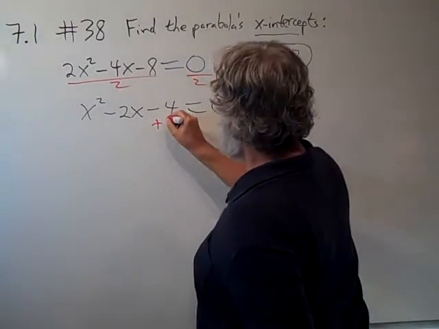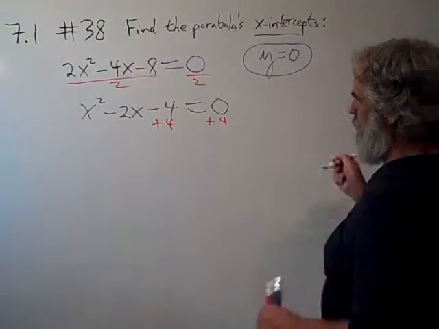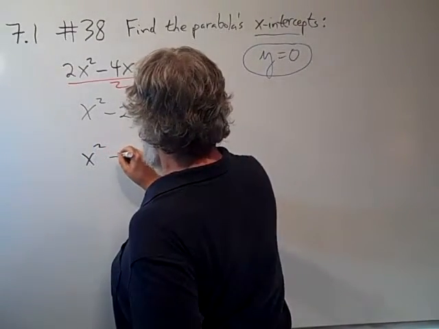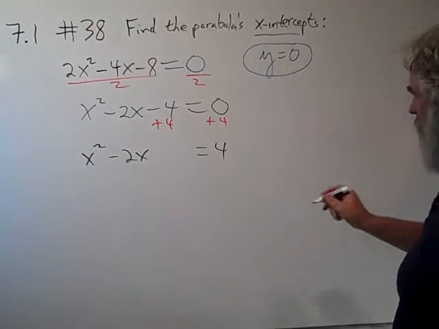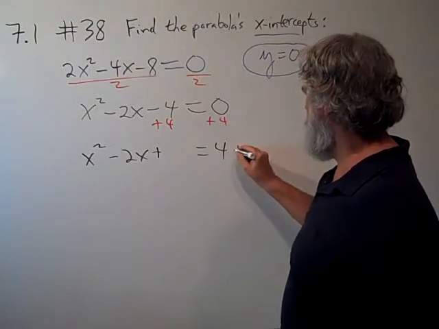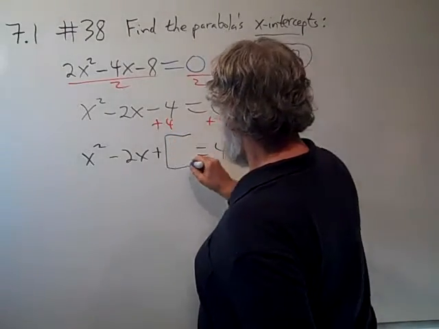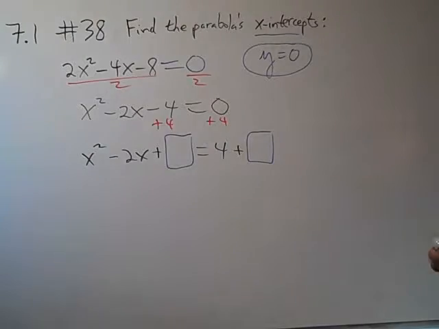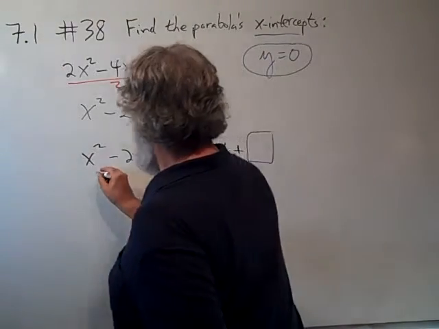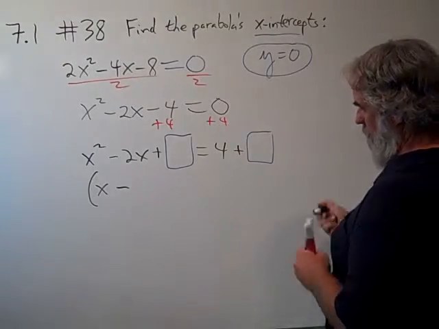Then we add 4 to both sides, and we get that x squared minus 2x is equal to 4. I'm going to add a box to both sides of this that we need to fill in. What goes in that box is determined by what's in the next line, which has yet another box.